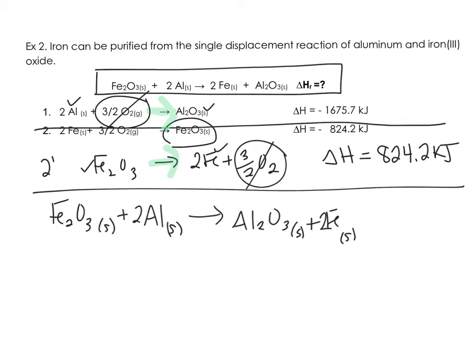All right, so now add up the 2 delta H's, and the value is -851.5 kilojoules. So to form iron metal from iron 3 oxide, 851.5 kilojoules of energy are released, because it's exothermic, per mole of iron 3 oxide reacted.